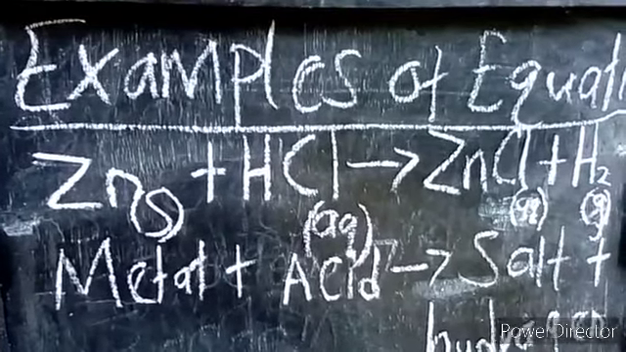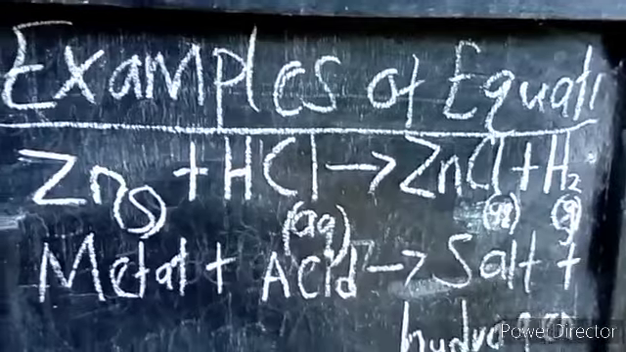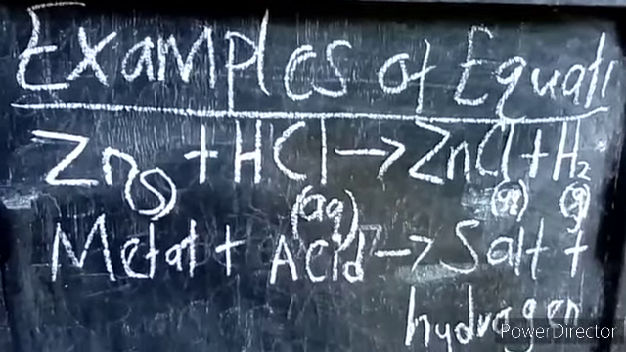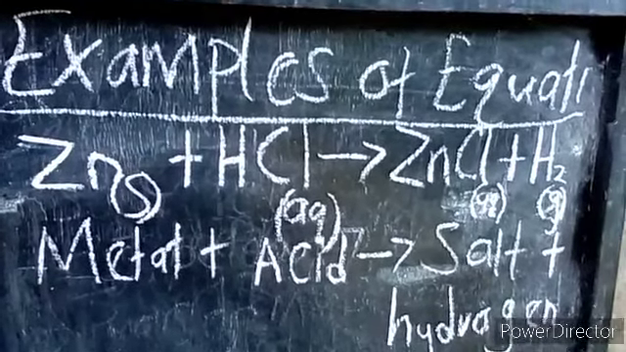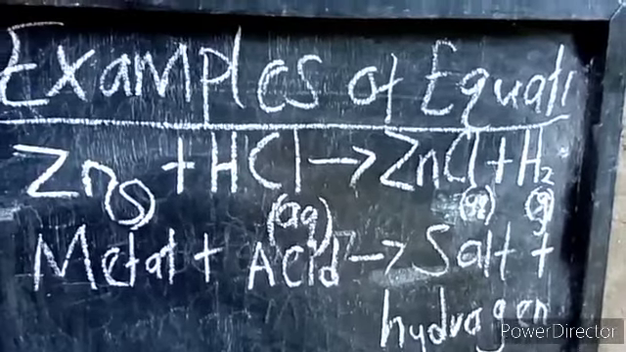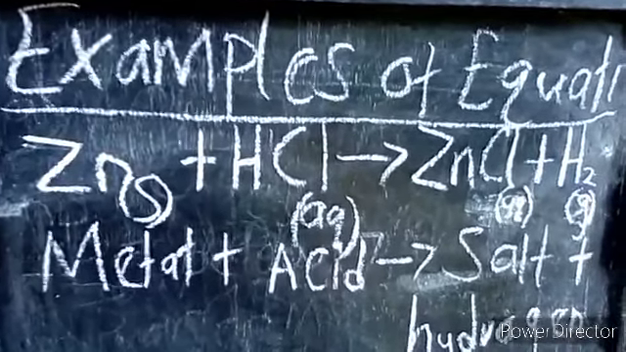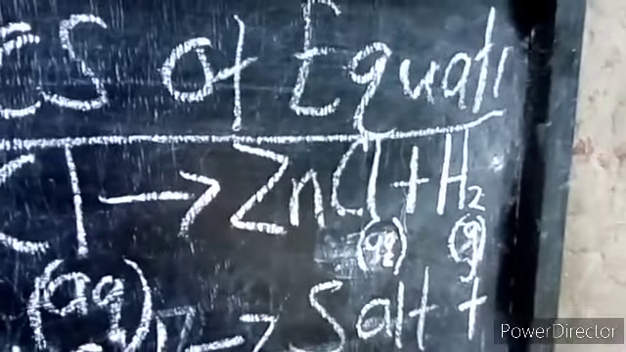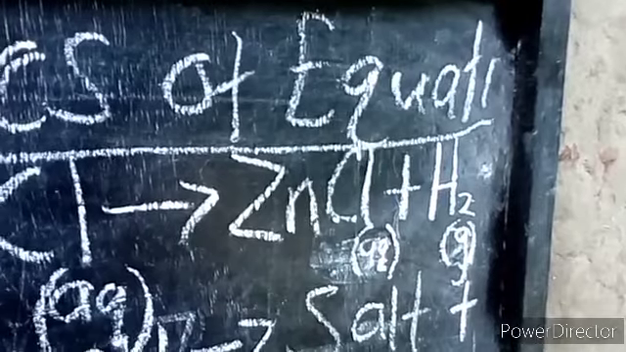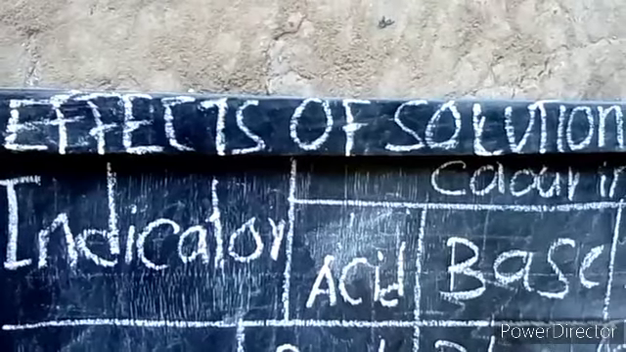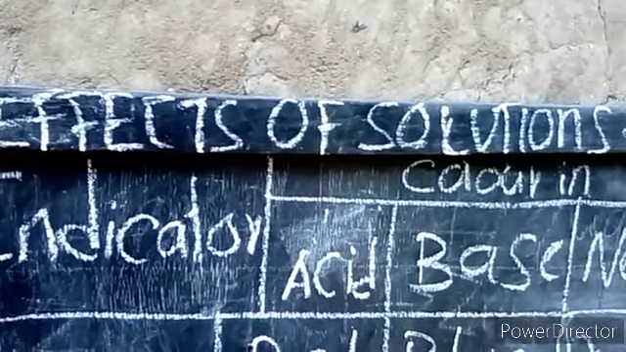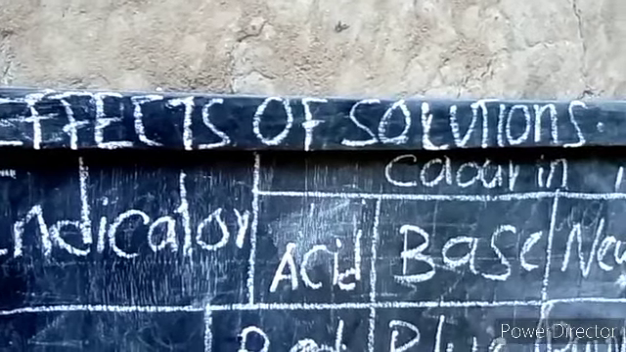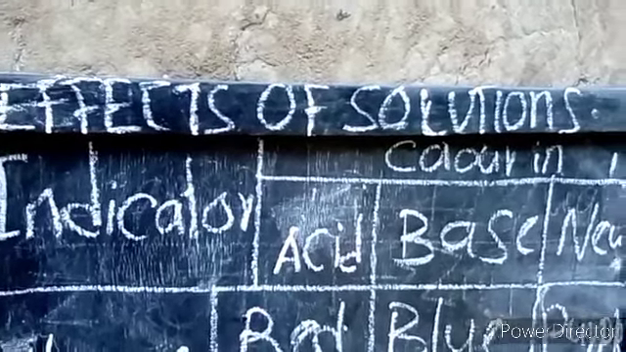Under the examples of equations, for instance, we have a metal plus an acid, that we get a metal salt plus hydrogen gas. An example of this equation is zinc plus hydrochloric acid. The products are zinc chloride plus hydrogen gas. The next thing here is the effects of solutions on different indicators.